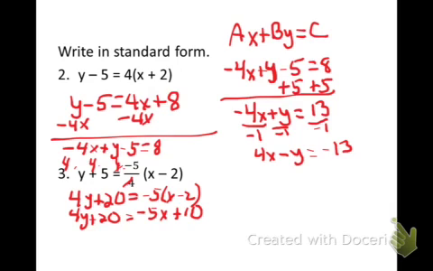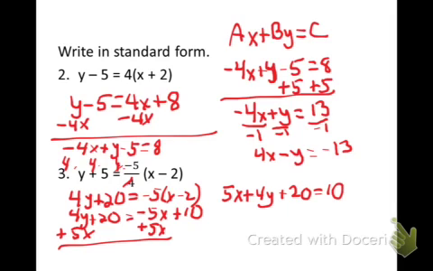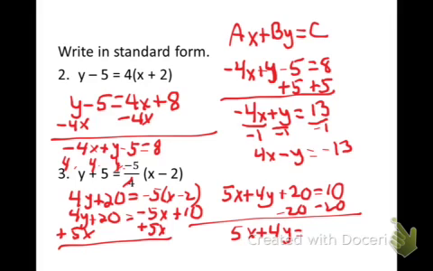Now it's pretty much like the last problem. We've got to add 5x to each side to get the x's on the left side. I get 5x plus 4y plus 20 equal 10. I need to get my 20 to the other side, so I'm going to subtract 20, and I get 5x plus 4y equal negative 10. I don't have any fractions. A is positive. Nothing goes into 5, 4, and 10. Remember, always check to make sure that there is no GCF. The GCF is 1, so don't forget to check for that. So that would be standard form.